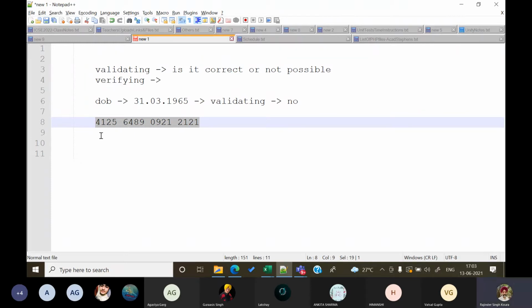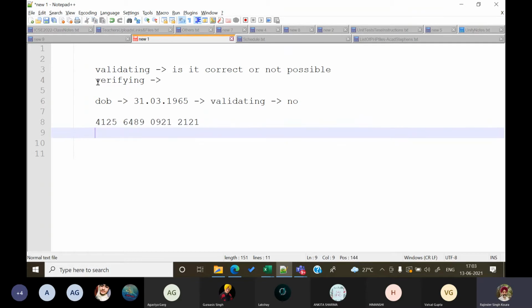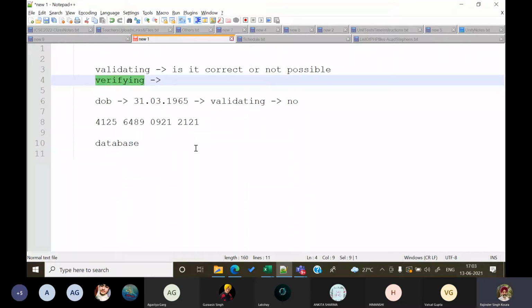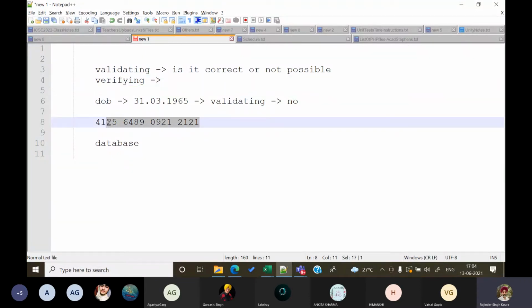Okay, and then when the system says, okay, this is a correct credit card, it will do the process of verifying. That means it will check from the database whether this is my credit card or not, whether the due date and everything is matching with that database or not. That is called verifying. So today's project is basically to check whether a credit card is possible or not. We call this validation. So we are going to validate the credit card.